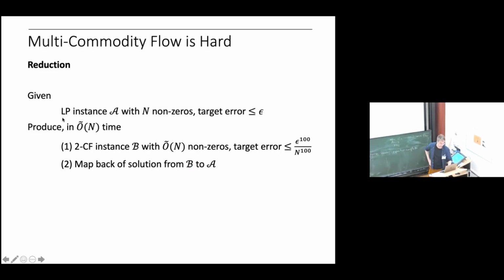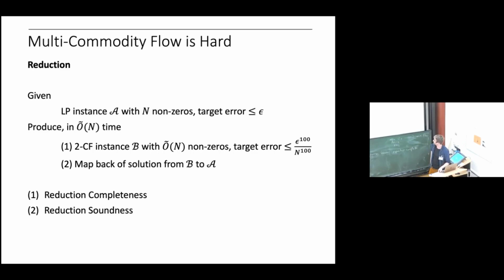Given an LP instance A with n non-zeros and some target error that we want, we'll produce in O tilde n time a two commodity flow instance B with the same number of non-zeros up to polylogs and a target error that's only polynomially worse, and will also give you a way to map back a solution to this B with that target error to a solution to this A with this target error and in the same time. Okay. So that's how the reduction works.